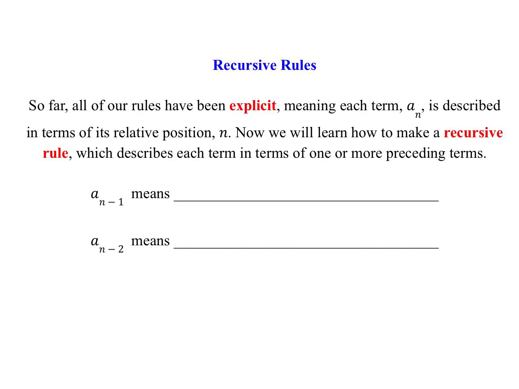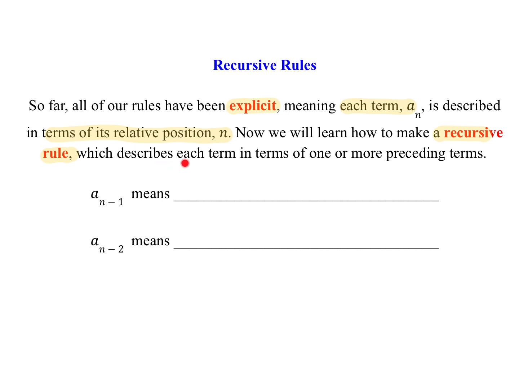Okay, so now we're going to transition and start talking about a different way that we can write rules for sequences. So far, everything that we've been writing, when we write our rules, they have been explicit rules, meaning that each term is described in terms of its relative position, right? All of our rules have n in it. And we have never specifically named it, but those are called explicit rules. So now we're going to learn a different way to describe them, and that's called recursively. So we're going to make a recursive rule.